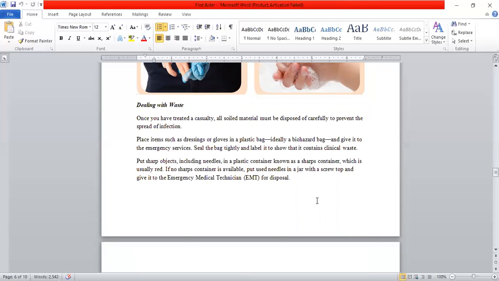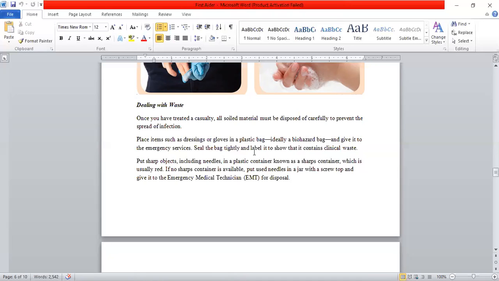Once you have treated the casualty, all the soiled materials must be disposed of carefully to prevent the spread of infection. By soiled material, we mean material that has come into contact with the body fluid of a casualty. Place items such as dressings or gloves in a plastic bag, ideally a biohazard bag if you have it, and give it to the emergency service when they arrive. They know where to dispose of that waste. You don't just dispose of used gloves anyhow, so you have to handle them appropriately.